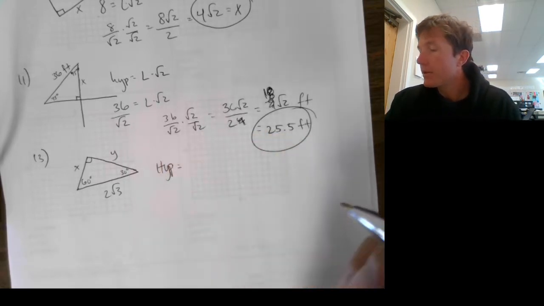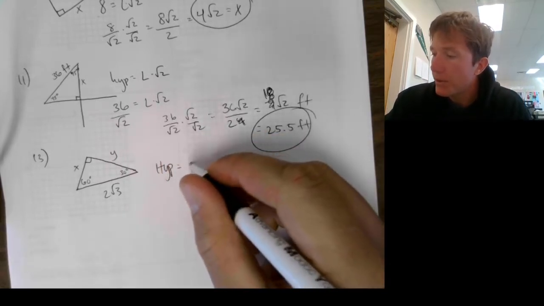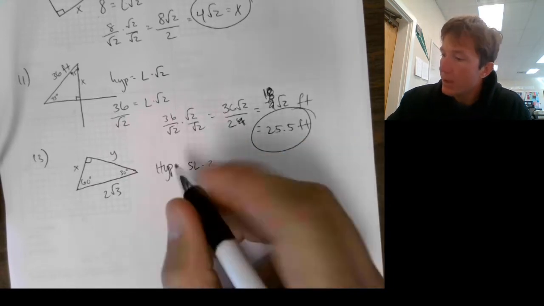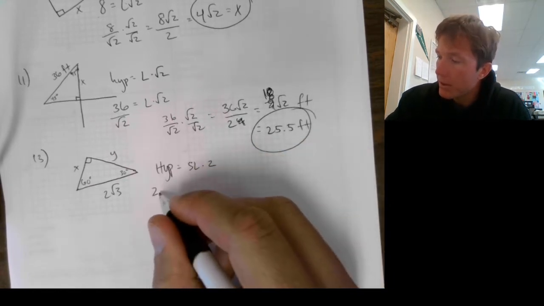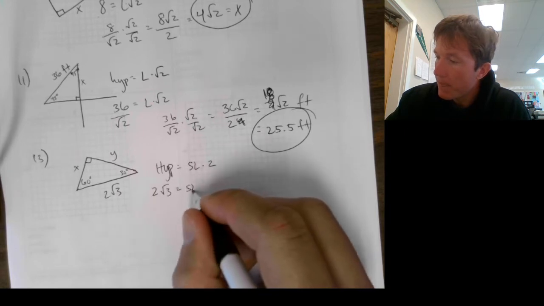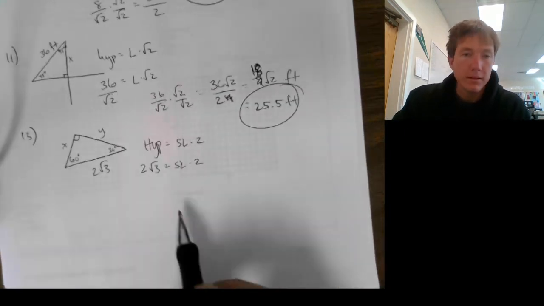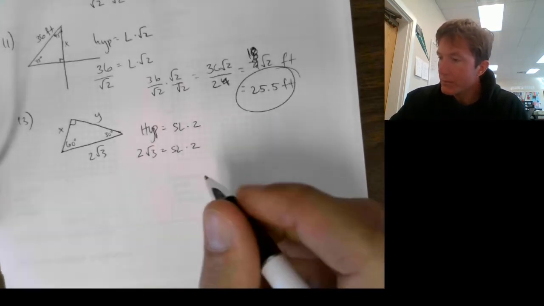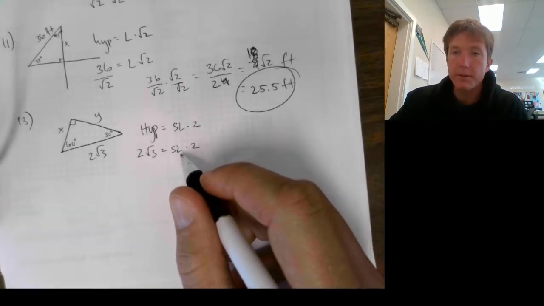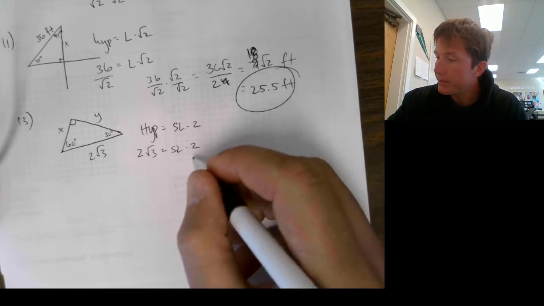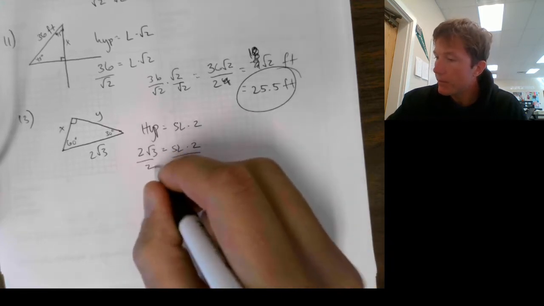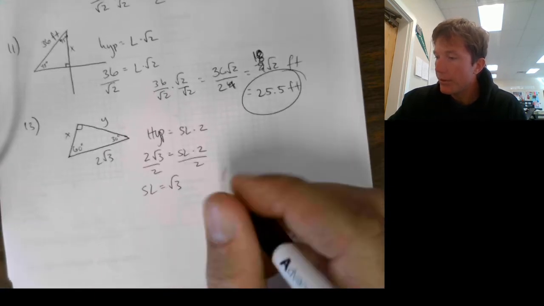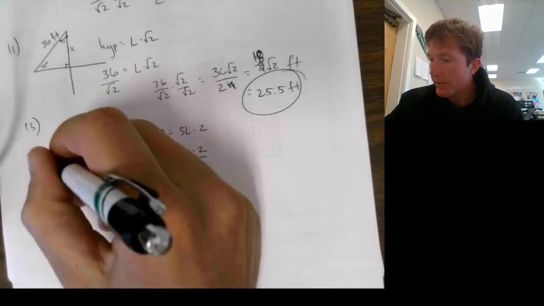The hypotenuse is equal to the short leg times 2. So my hypotenuse is 2 root 3, which is equal to the short leg times 2. So if I'm solving for the length of the short leg, I need to divide by 2. So my short leg is equal to root 3, so that's x.